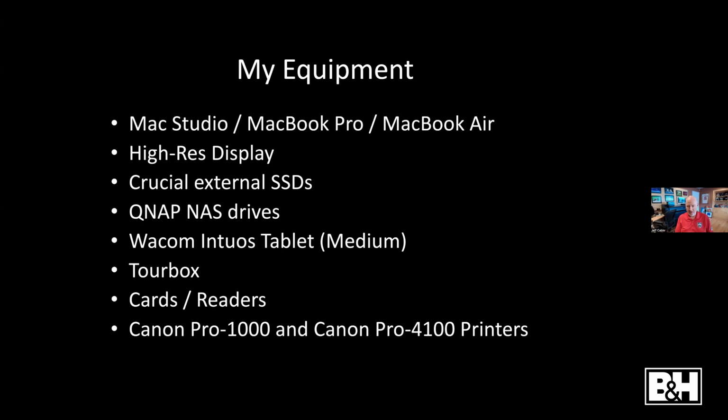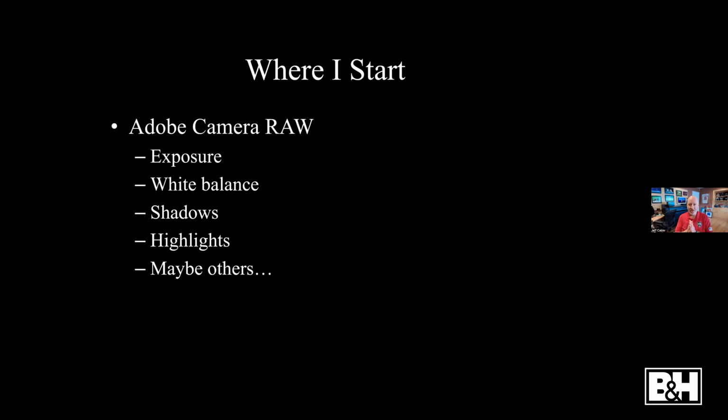Obviously, I've got my cards and readers. I've got a Canon Pro 4100 printer behind me and a Pro 1000 to my left, so I do a lot of my own printing here as well. So, all right, where do I start? What I'm going to do is show you about 5 or 6 slides here, and then we're going to jump out of the slides and go into images, and I'm going to show you examples of how I retouch them. Really my goal in this whole process is taking a good image and making it great, or as good as I can.